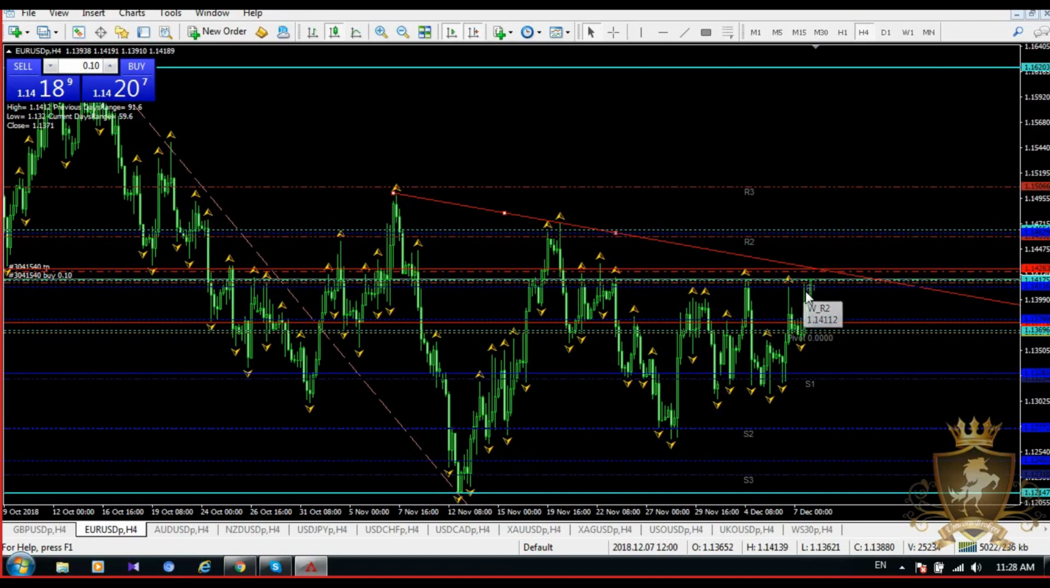Like the price created here in this region, it has pulled back and then it goes up. So if you put your stop loss here, the price would suddenly go up, and you would regret that: oh, if I had put it higher, I would have profited.